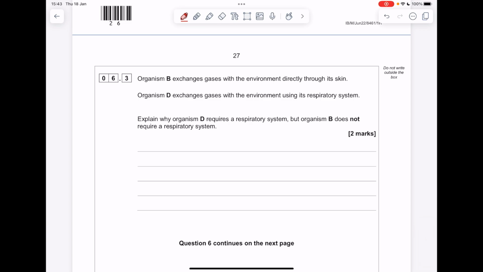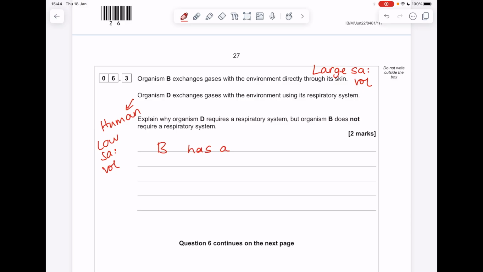Organism B exchanges gases with the environment directly through its skin, so it must have a large surface area to volume ratio to do that. Organism D exchanges gases with the environment using its respiratory system, so that's something like us, an animal, human. So that must have a low surface area to volume ratio, because that's why we need a respiratory system, to increase the efficiency. Oops, I've accidentally already answered that. So organism B has a larger surface area to volume ratio compared to D.